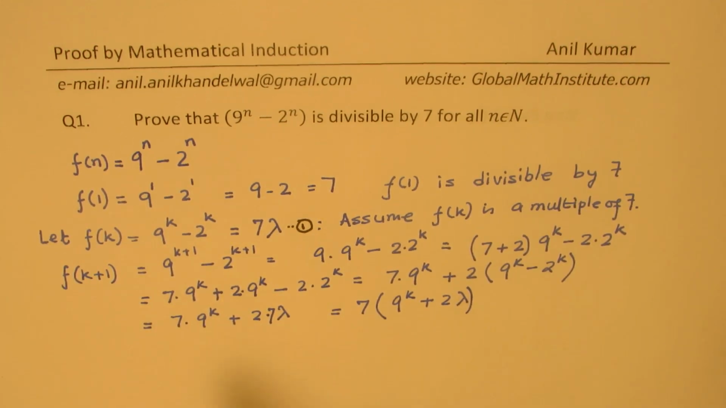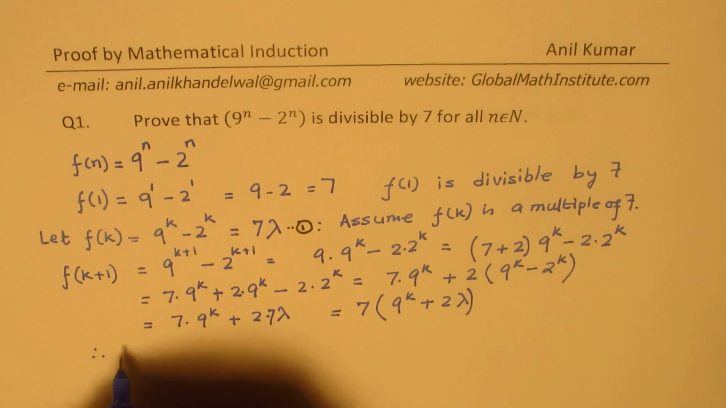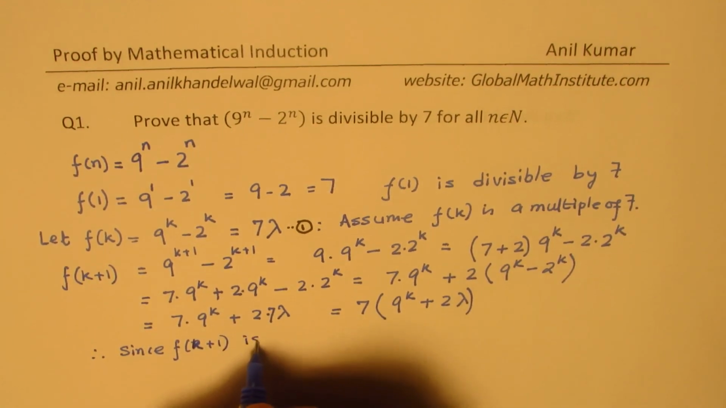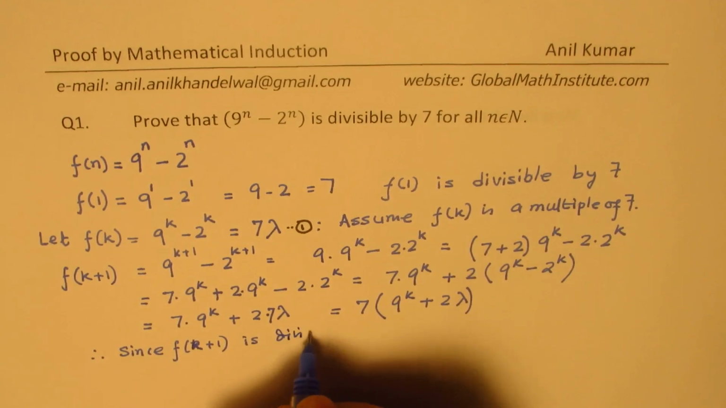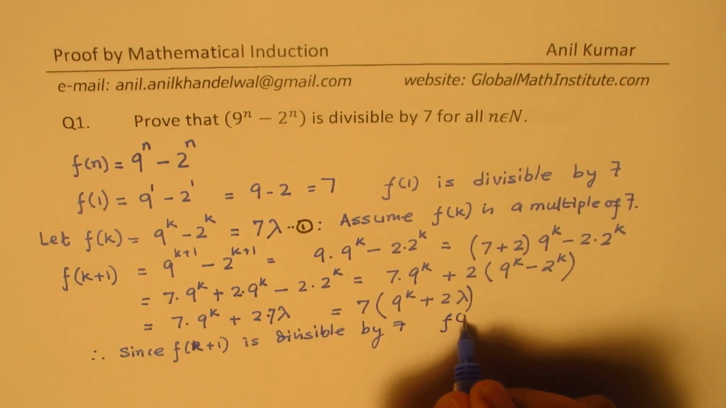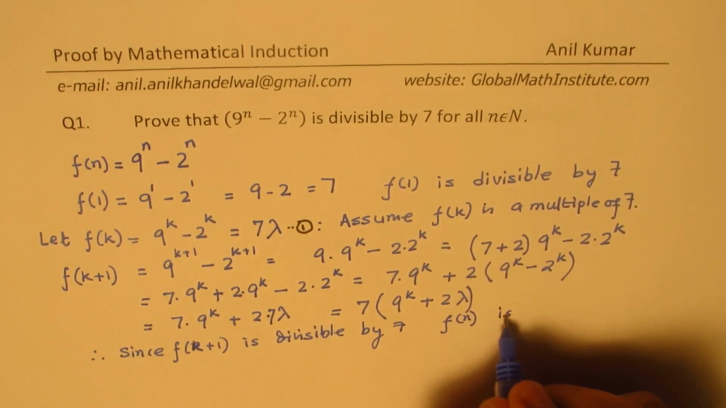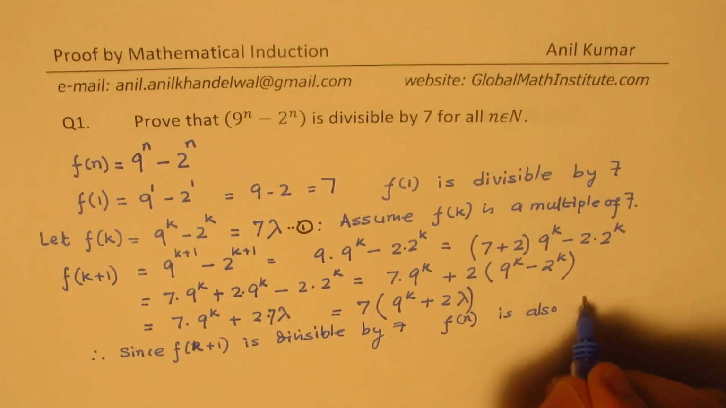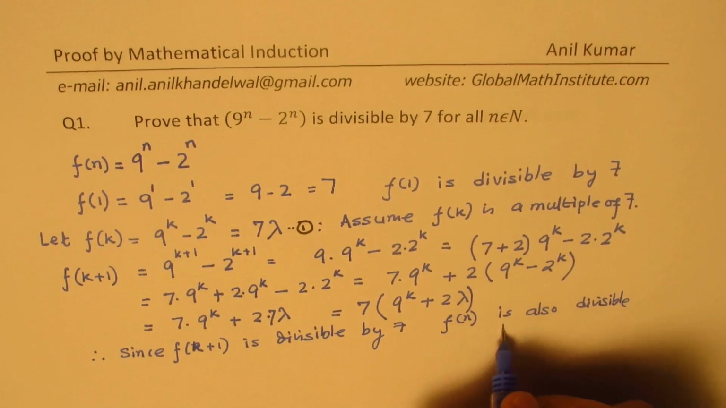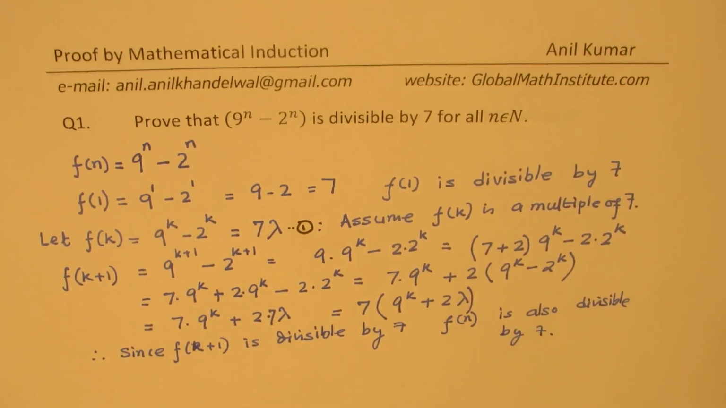And therefore we can write that since f of k plus 1 is divisible by 7, f of n is also divisible by 7. Is that clear to you?